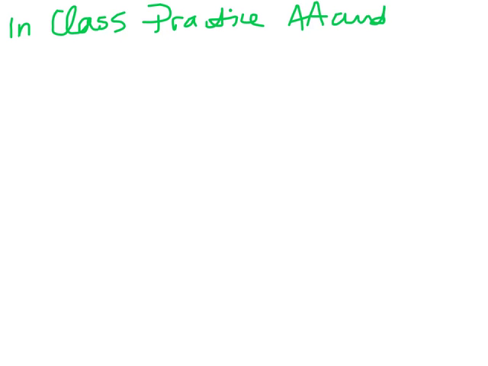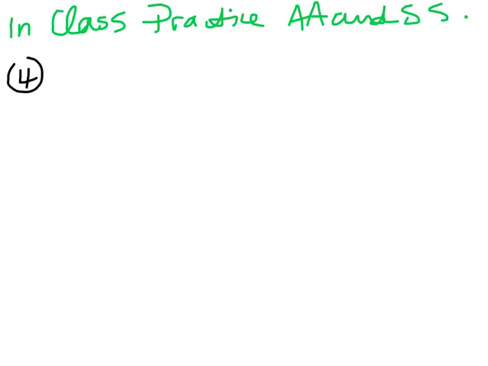Alright, this is the in-class practice worksheet, and it's the one that says AA and SSS. And then we had a request to do number 4 and number 5. Now the key to doing these is just to draw the triangles.